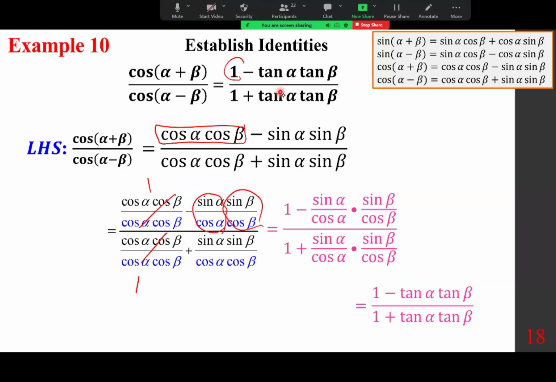By the way, the second method you could use, you can start from the right-hand side, change the tangent to sine over cosine. In both cases, this is sine alpha over cosine alpha. This is sine beta over cosine beta, and go this route. In other words, from here you go to here to here to here, you can see the reverse process. It can be done that way also.